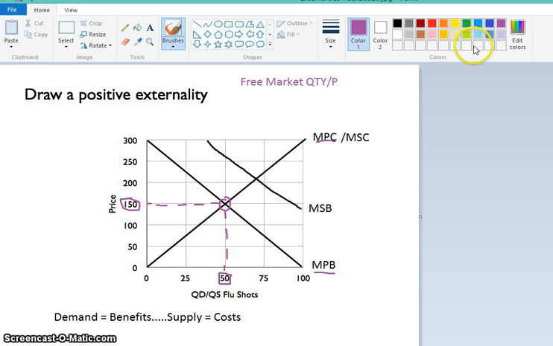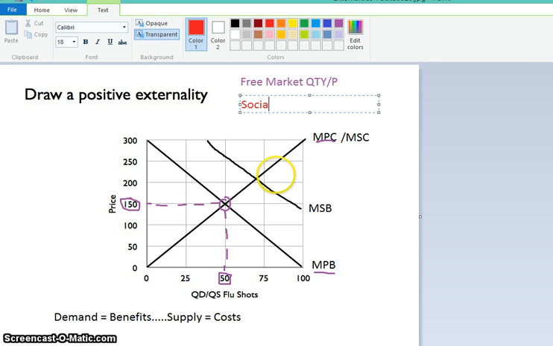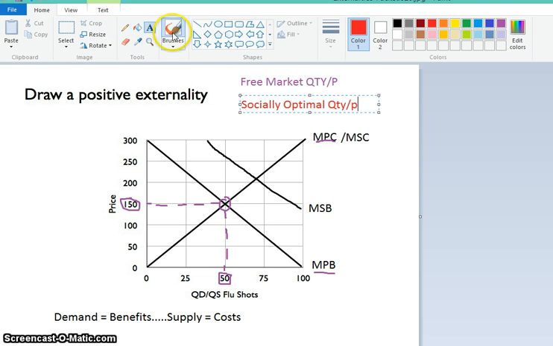Now the other one that they might ask you, and I'll do this one in red, they might ask you for the socially optimal quantity slash price. And then, now you're not just thinking about yourself, you're thinking about the entire society. So if you go and find your social curves, oh, right here. So now I dot down, and a lot of times maybe they ask you to label it QS, let's say, and that's what you would do.